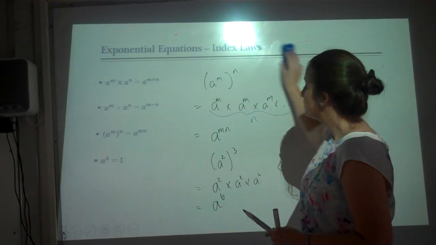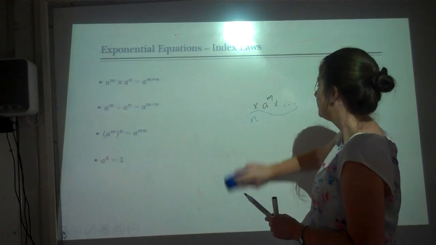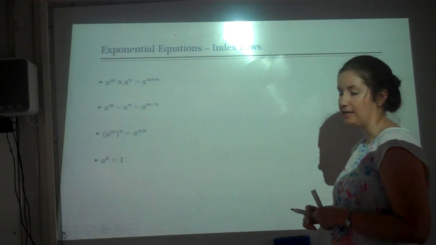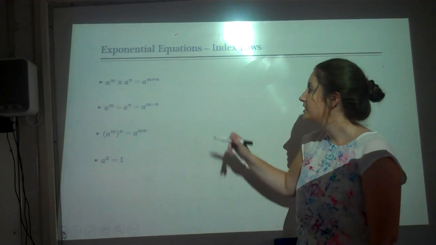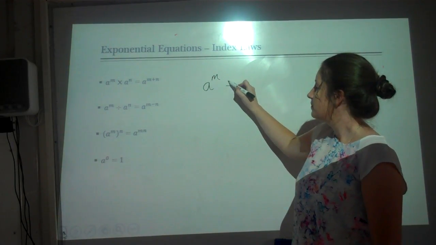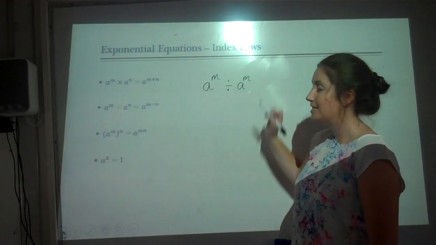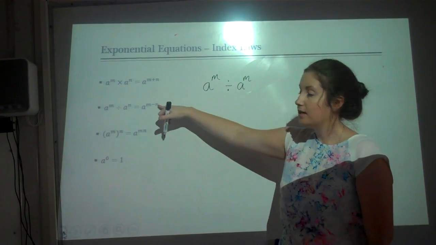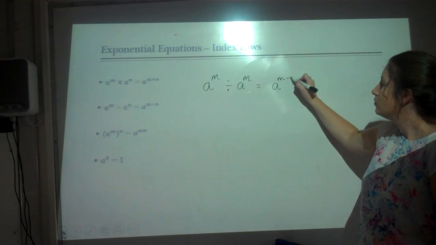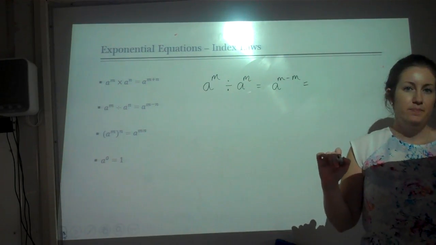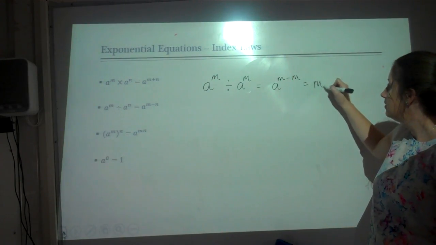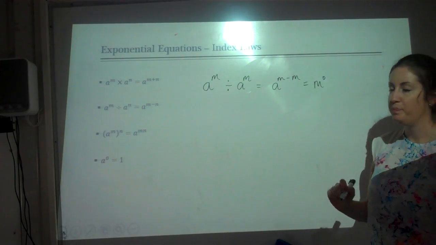Our fourth index law, the 0 power. So what we're doing here is we're looking at 2 different things. If we're again doing this in a general case, let's think about if we took a to the power of m divided by a to the power of m. Our second rule tells us that when we're dividing with the same base, we subtract the powers. If I have anything minus itself, we get an answer of 0.